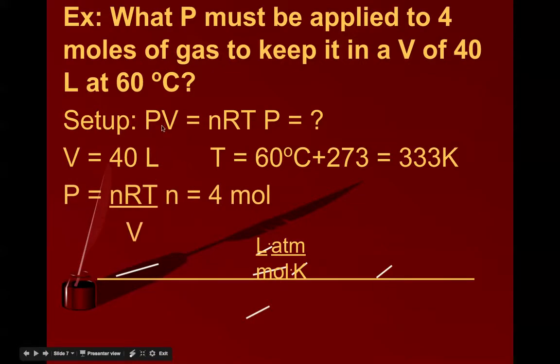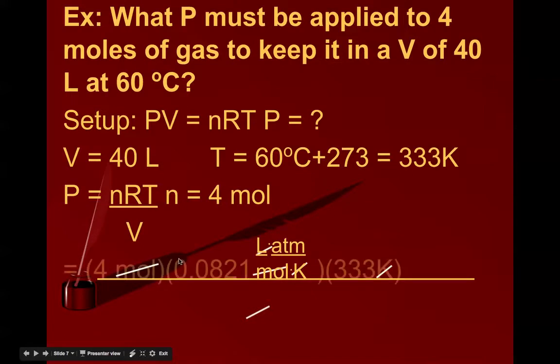If we solve PV equals nRT for pressure, divide both sides by volume, and that will get you this form of the equation here. Sorry, this is just part of our list. It should have been more over here. At any rate, now let's plug those into this equation here.